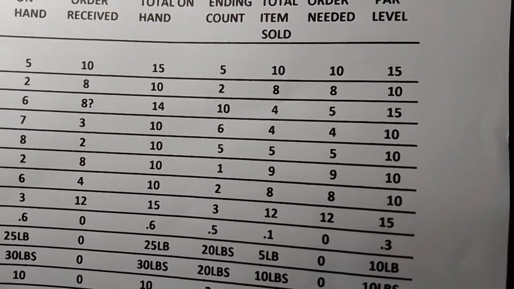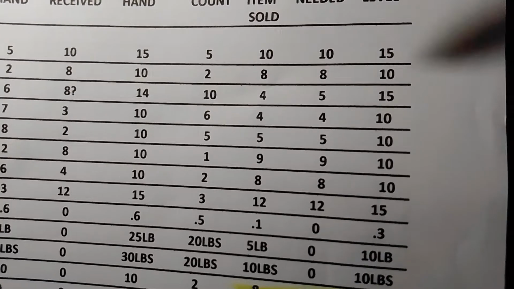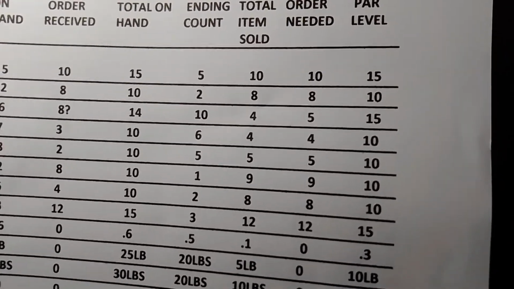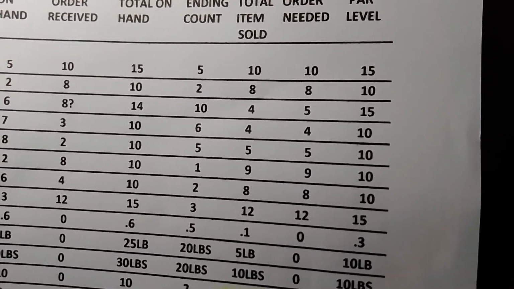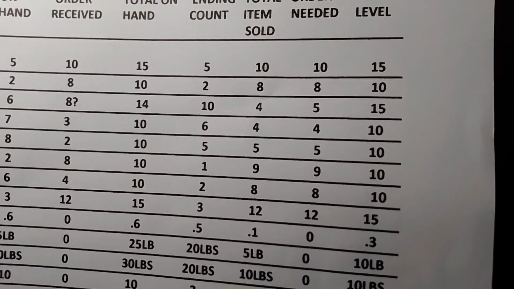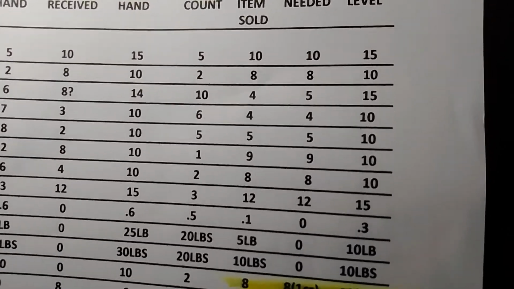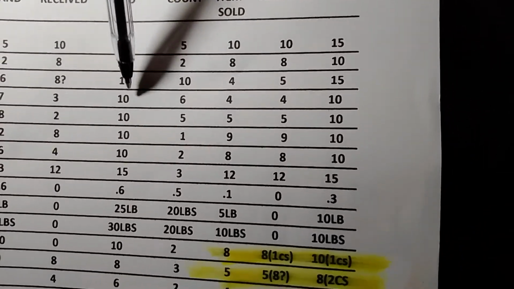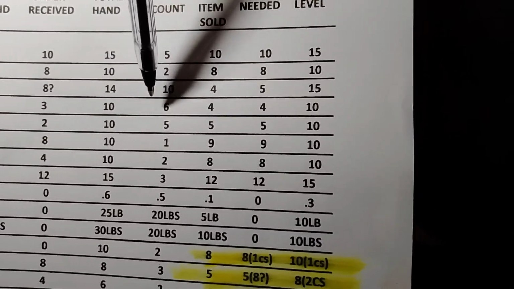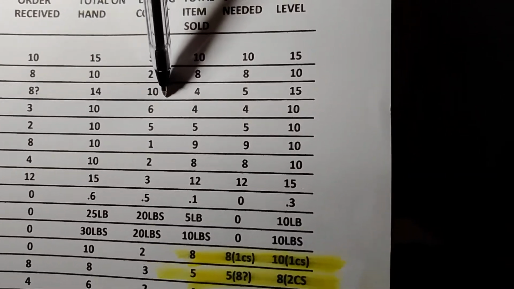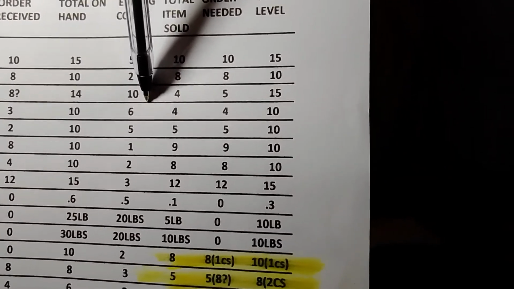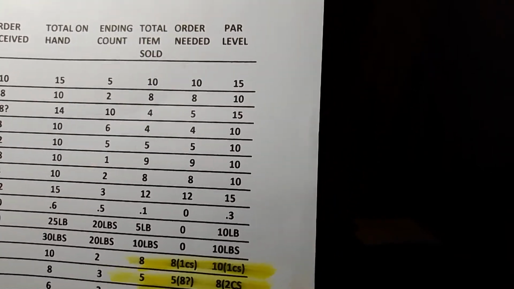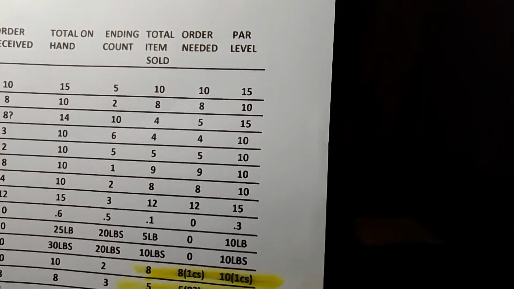Okay? And so you would need to order 8 as well because your par level is 10. You always want to go get the amount that your par level said you need. Okay? Let's do one more, sugar. Total on hand of sugar was 14. When you counted inventory, you only got 10 left in the store. That means you sold 4. Okay? And that's how that goes.